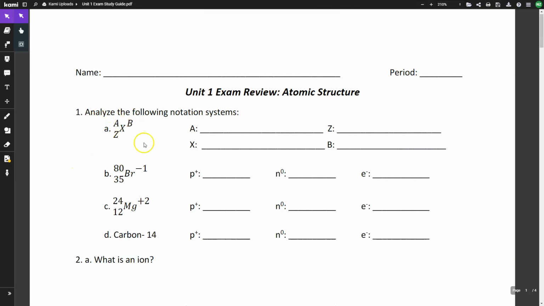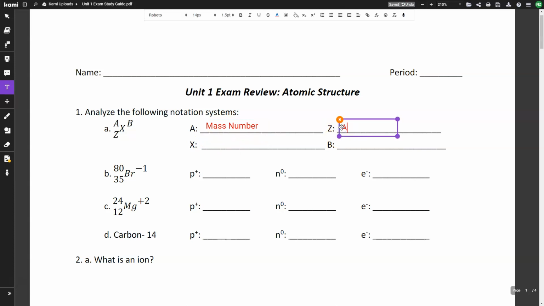So, you'll see atoms and ions written in this form. Let's go through and identify what everything is. A, upper left-hand corner, that's the mass number. Down below, Z, that is the atomic number, which is also equal to the number of protons. X is going to be the element symbol, like H for hydrogen. And then B, up in the upper right-hand corner, that is going to be your charge.